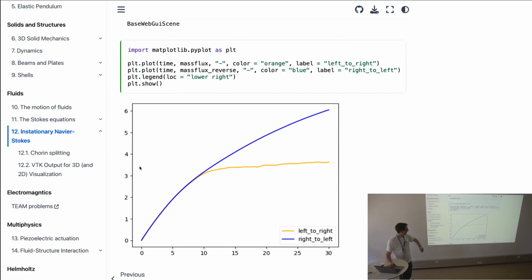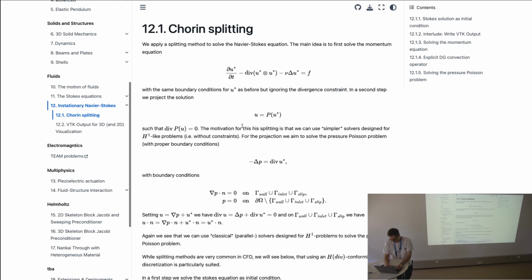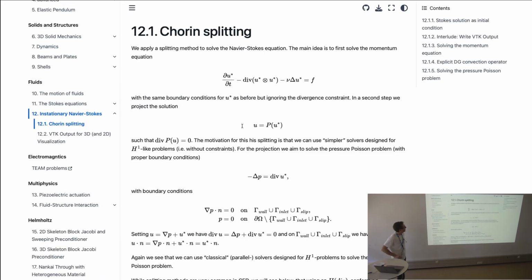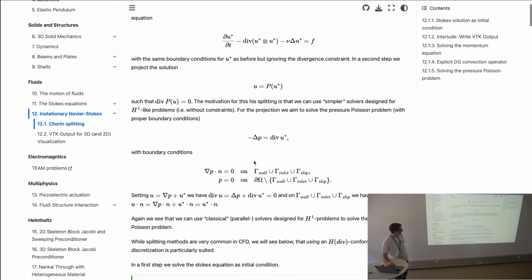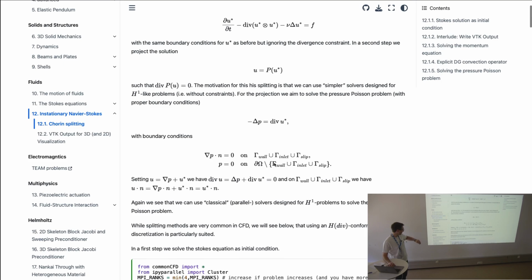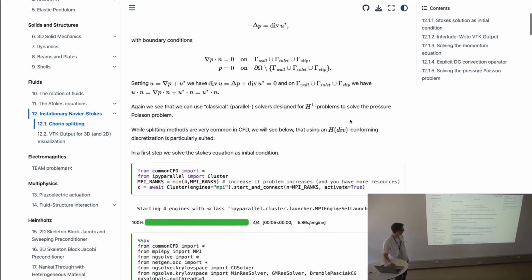Okay, and as a closing comment, I think the last one we will skip anyway, but you can also do an IMEX scheme or a Navier-Stokes implementation in parallel. For this we use this Chorin splitting method. This is some kind of a projection method. You can do this, and it is also very well suited to be done with the H(div) space. But more comments on that here.